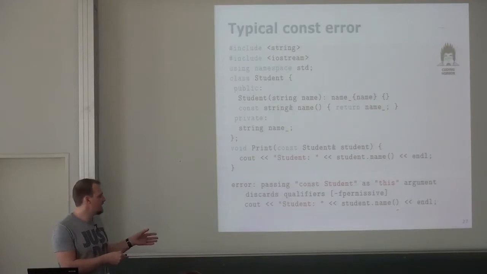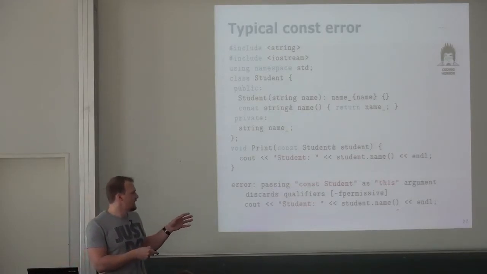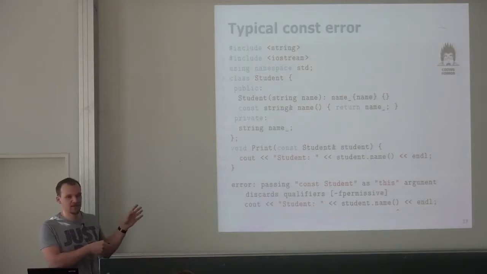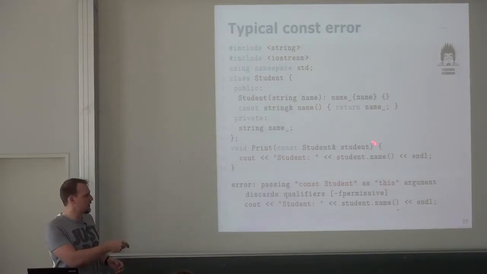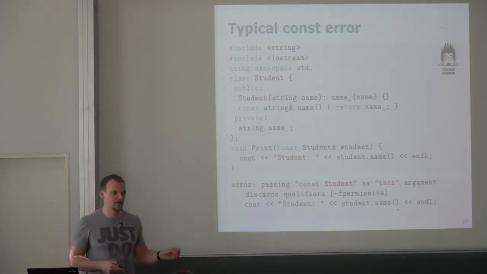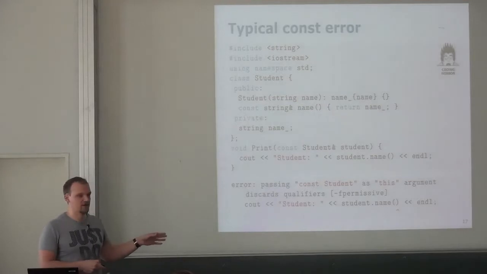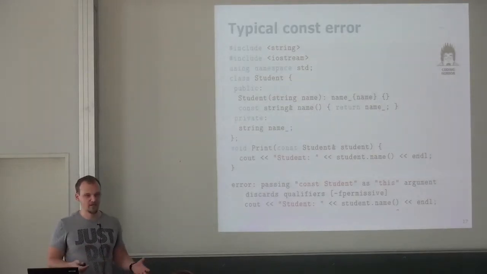And the problem with that is that this function does not guarantee that the object will stay the same. And that causes a problem because we are given a const reference. So we must guarantee that the object will not be changed. And we cannot guarantee it because our function theoretically can change an object, right?